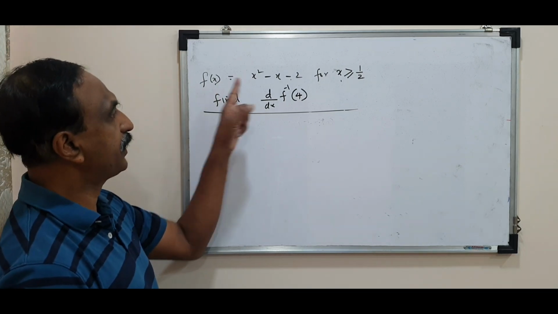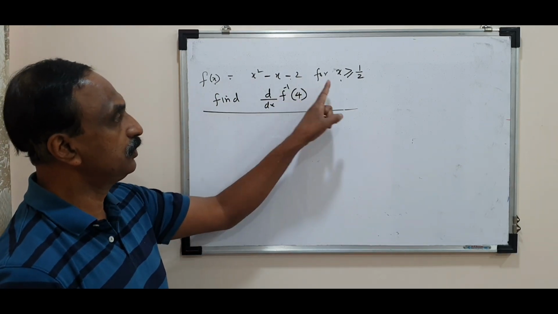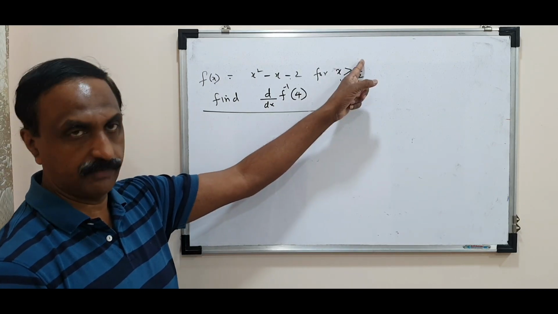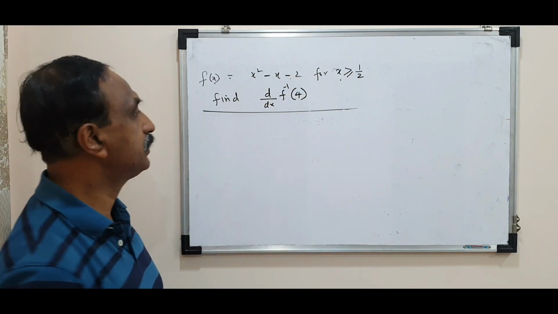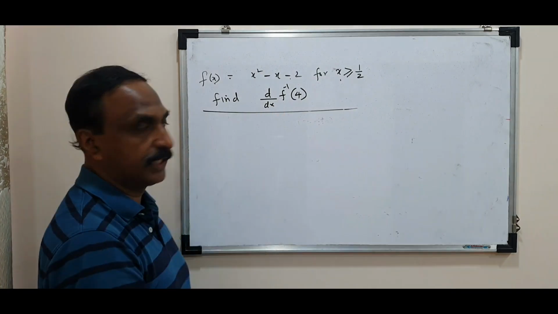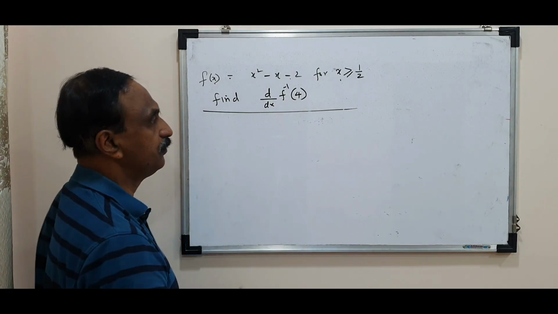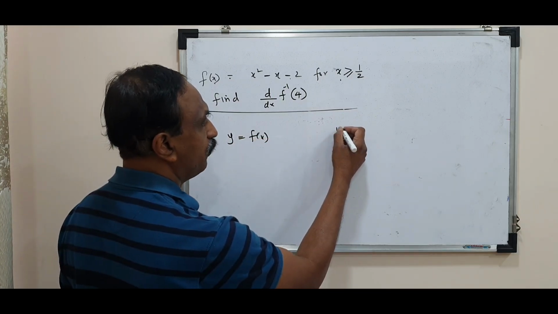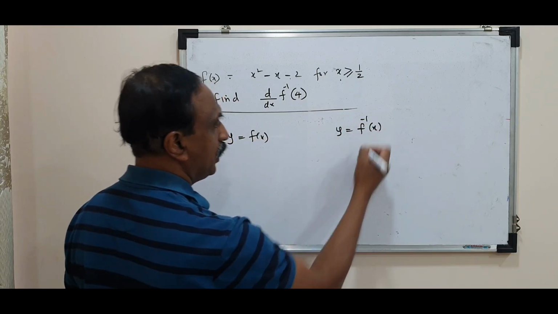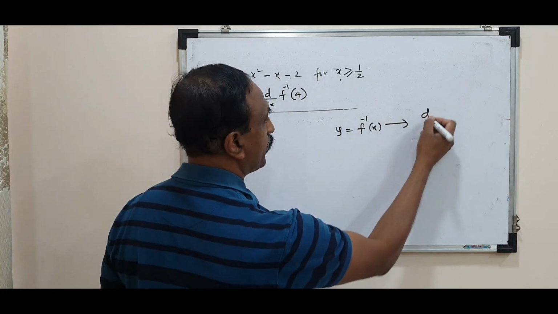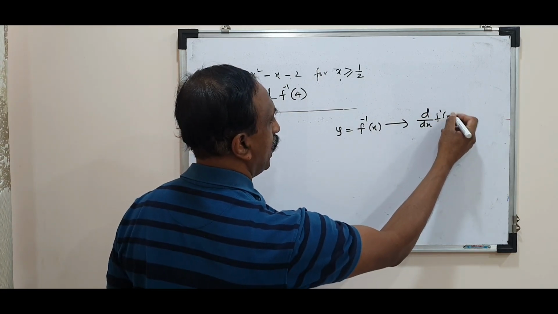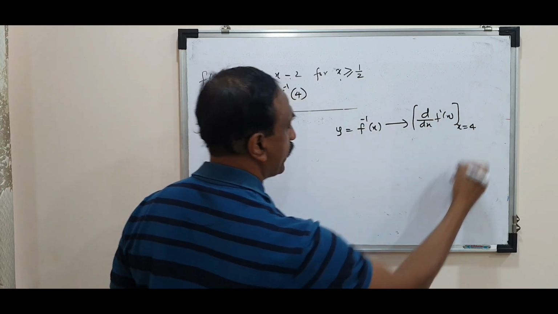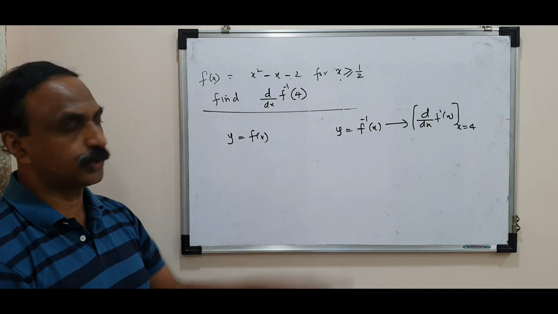Given f of x is x square minus x minus 2 for x greater than or equal to half. Only when this condition is given will its inverse function be defined. We want to find the derivative of the inverse function at x equal to 4. So we have one function y equal to f of x, and another function y equal to f inverse x. We are supposed to calculate the derivative of f inverse x, and the x coordinate is 4 here. We are supposed to calculate at x equal to 4.